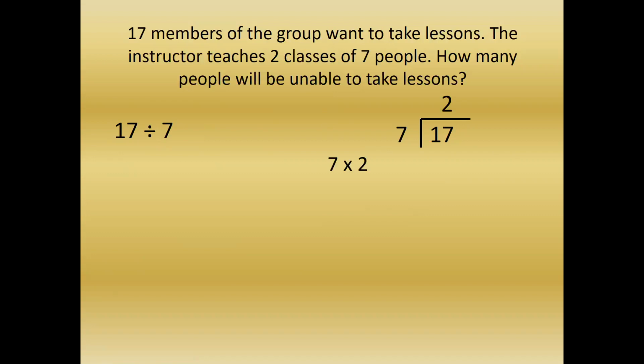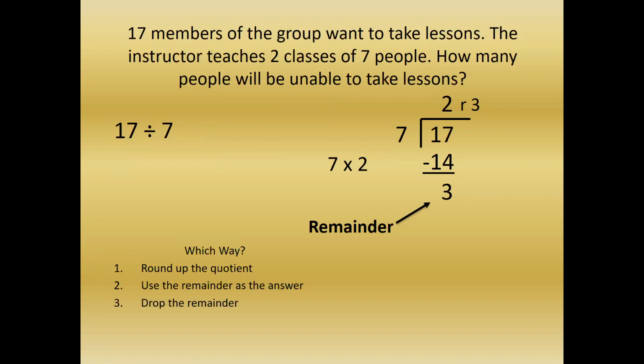So 2 times 7 is 14. So we subtract 14 from 17. So 17 minus 14 is 3. So can 7 go into 3? No. So what happens with this 3? It becomes the remainder. And how do we label that again? We do a lowercase r with the 3 behind it. So that means that our quotient is 2 remainder 3.